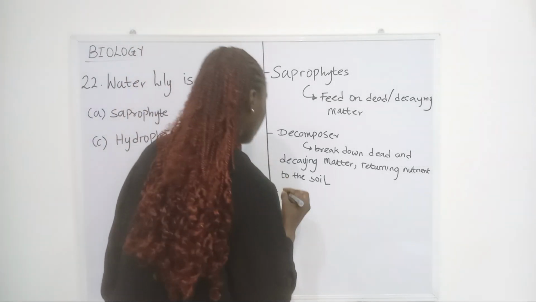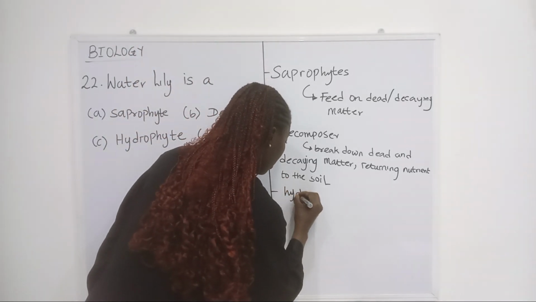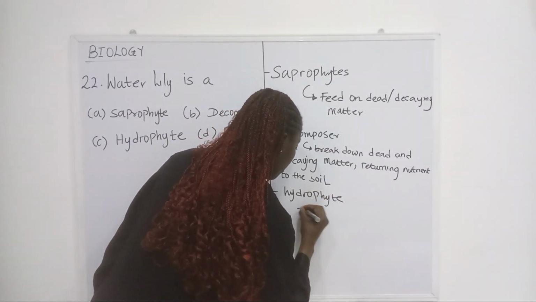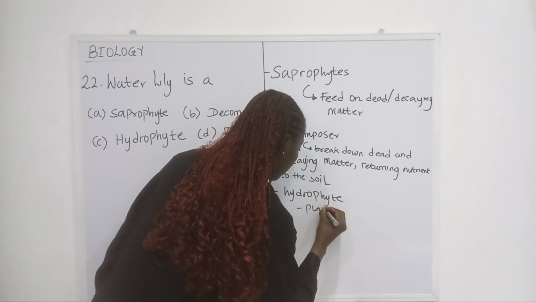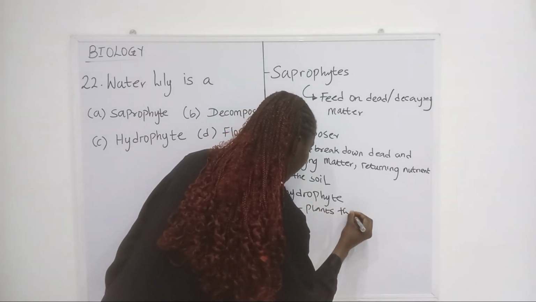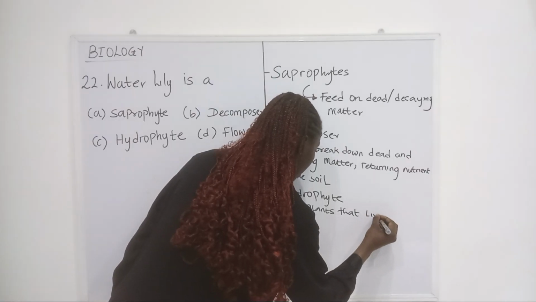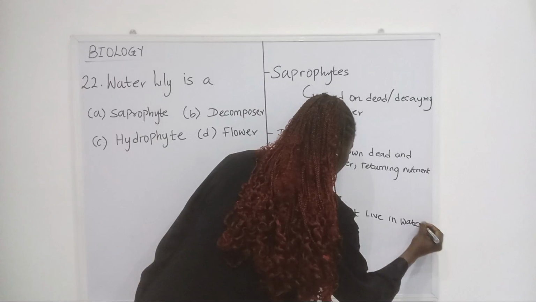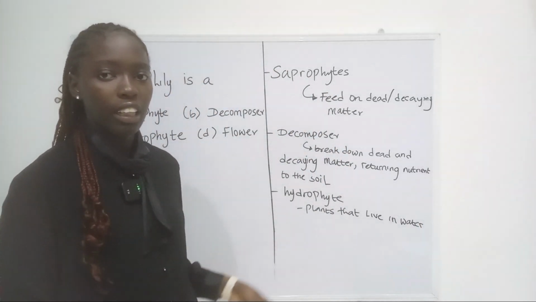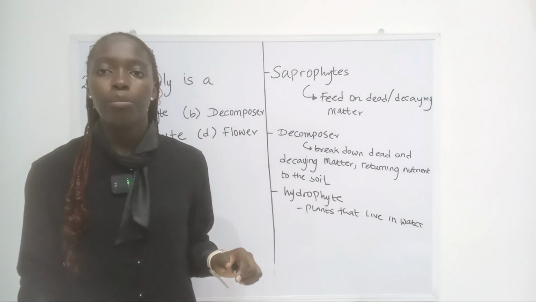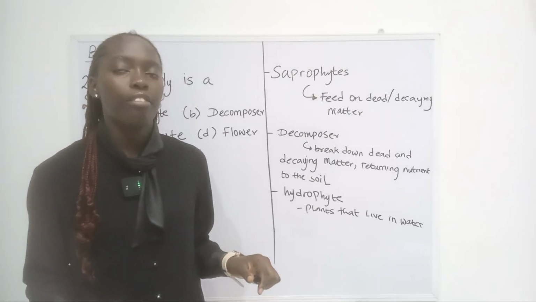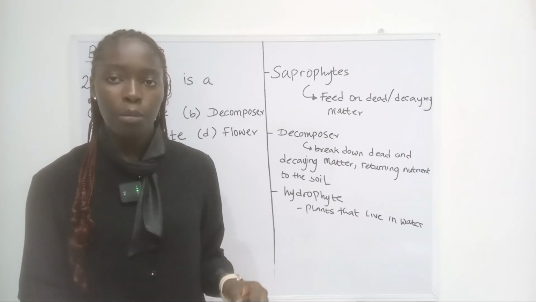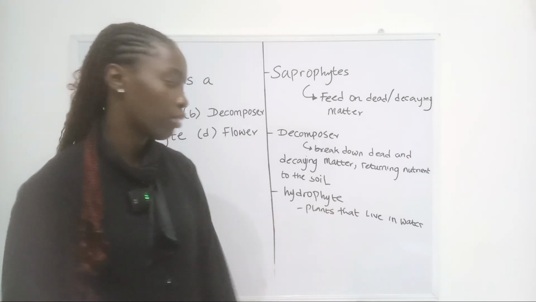The next one is hydrophytes. Plants that live in water. So plants that live in water are known as hydrophytes. They can be fully immersed, or they can have only a part of their system immersed in water, like a part of the plant.